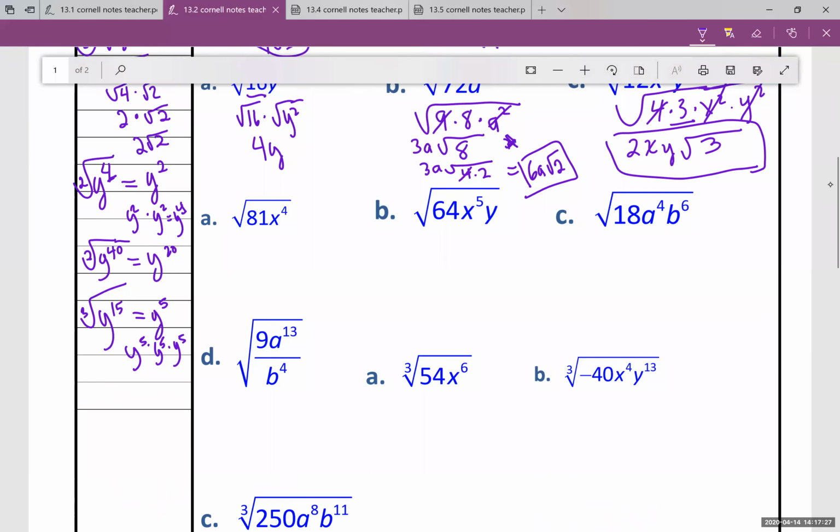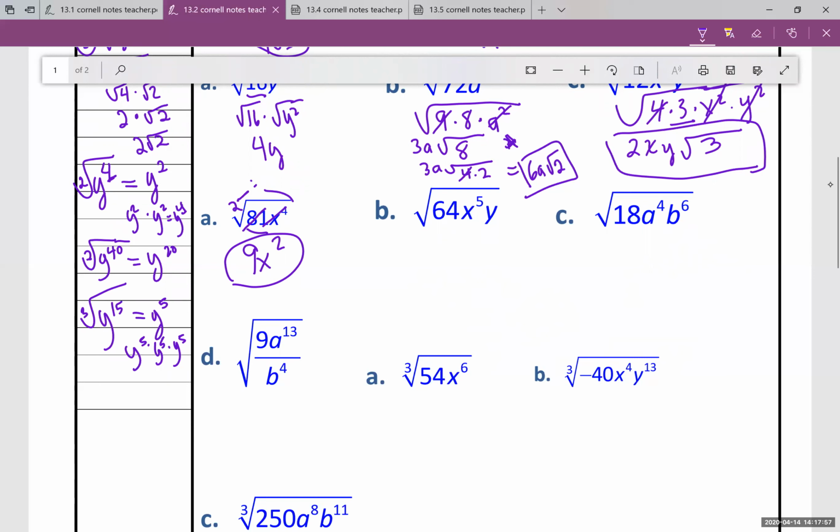All right, square root of 81, x to the 4th power. Yes, I can take the square root of 81, happens to be a 9. And what did I tell you to do with this? This is understood as a 2. We simply take this 4 and divide by the index, and so that becomes x squared. So we took the square root of 81, and we took the square root of x to the 4. So 9x squared is the answer.